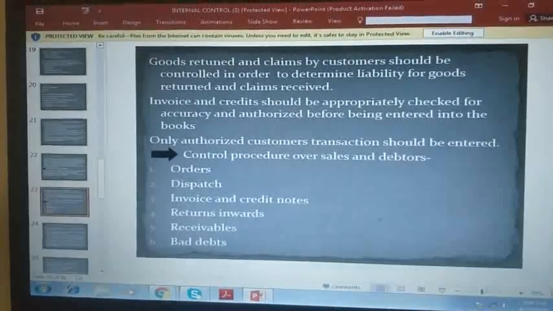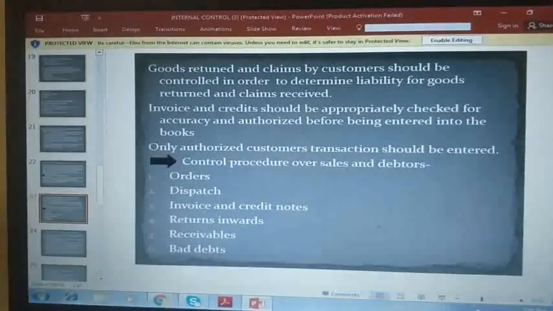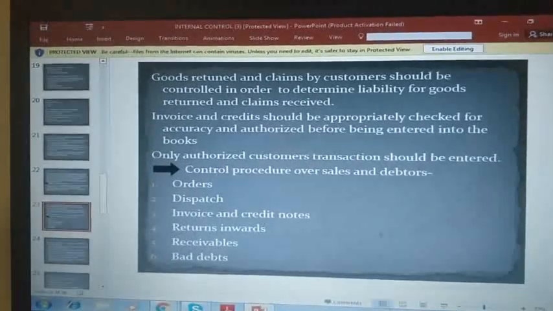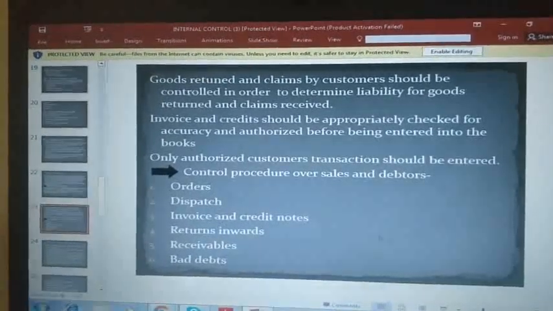You should avoid overdue debts, which should be highlighted either by the preparation of an aged list of balances, or by preparation of regular customer statements.